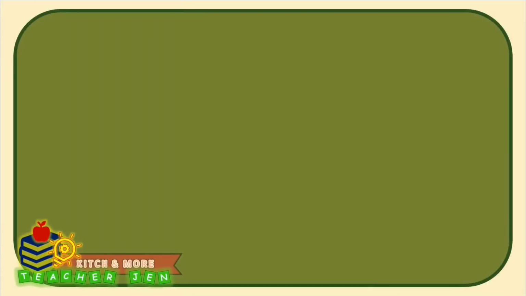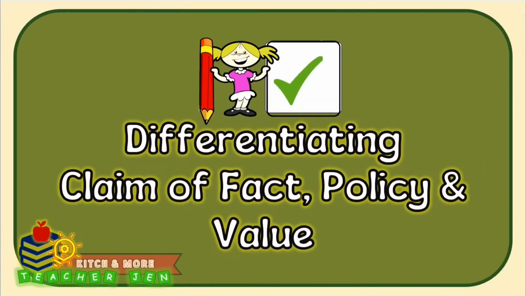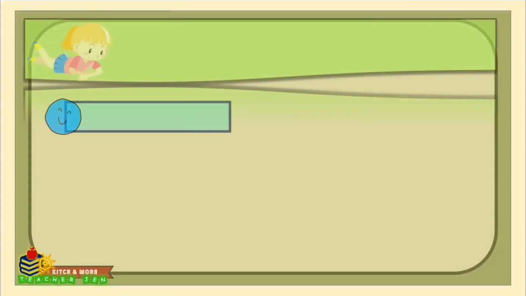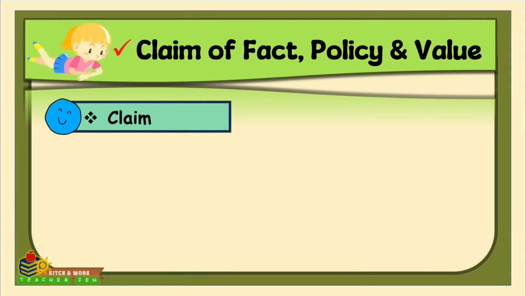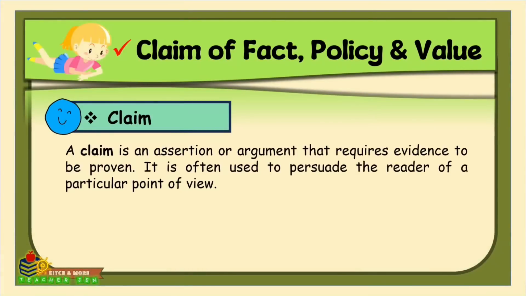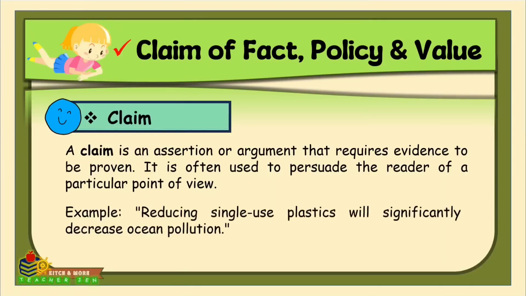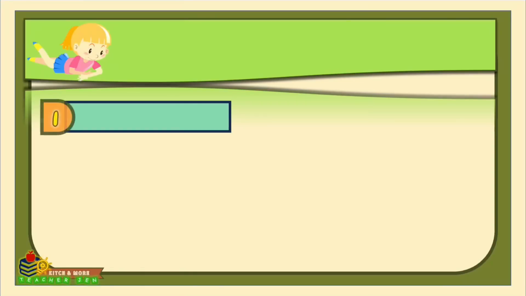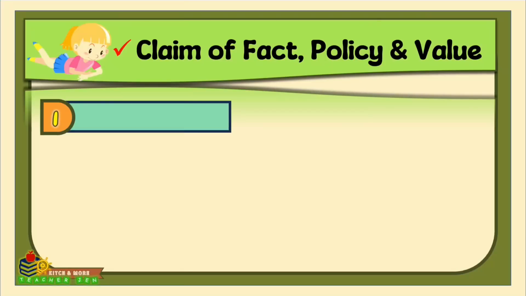Now let's proceed to differentiating claim of fact, policy, and value. Claim is an assertion or argument that requires evidence to be proven. It is often used to persuade a reader of a particular point of view. For example, reducing single-use plastics will significantly decrease ocean pollution. So, there are three types of claims. We have fact, policy, and value.